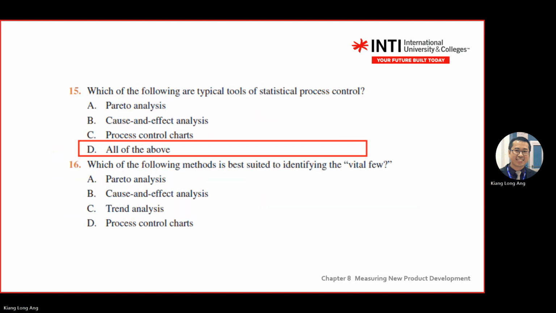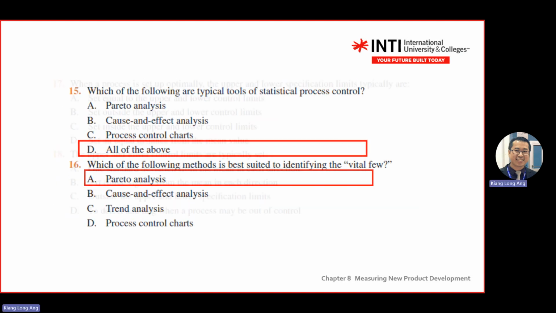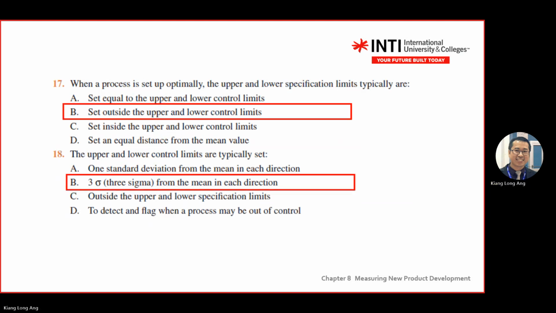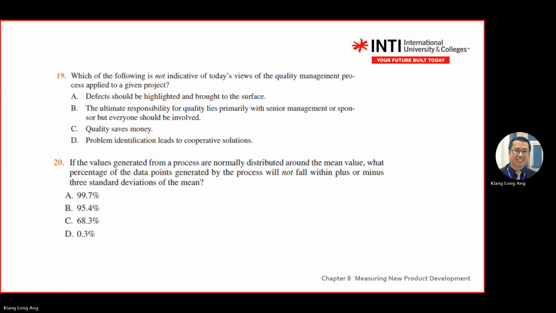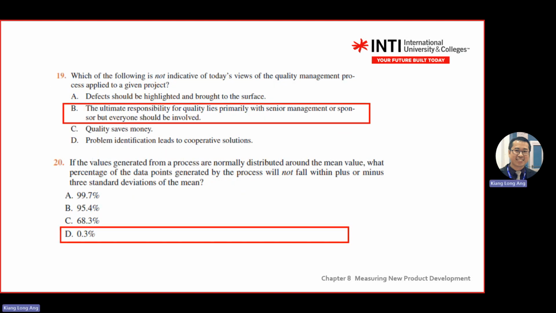Right. Okay, this one you read. This one you read. This one also you read. Okay.